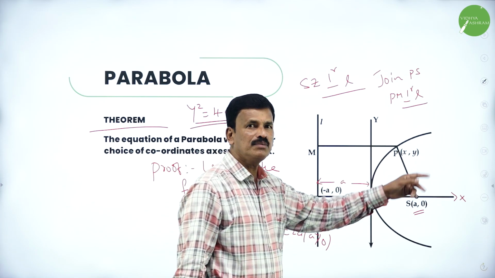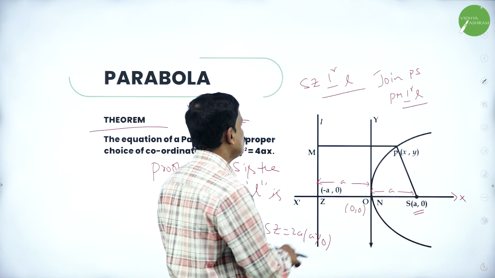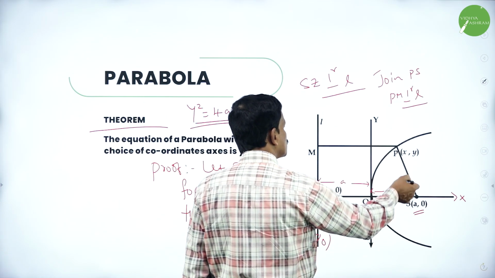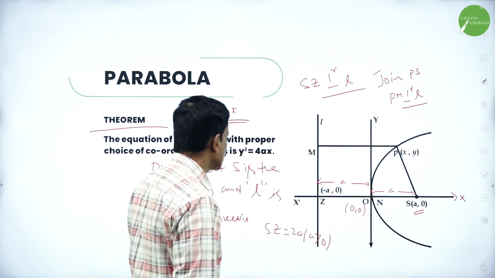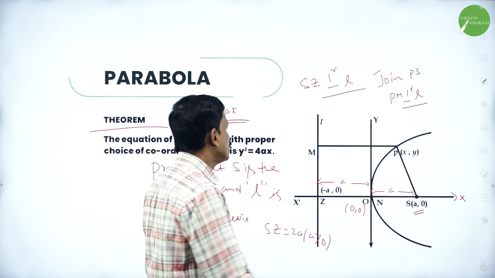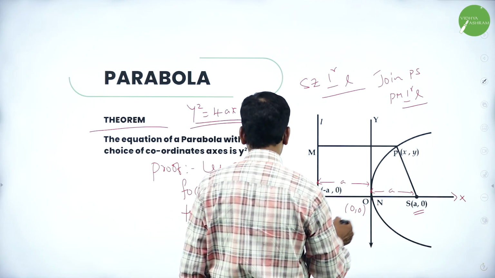Let P(x, y) be any point on the curve. PM is drawn perpendicular to the directrix L and PS is joined. Now, by the definition of the parabola, PS by PM is always equal to 1.